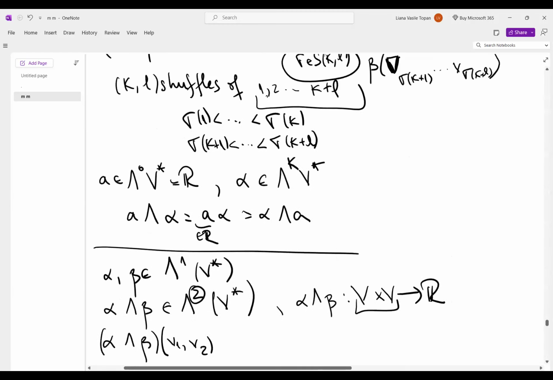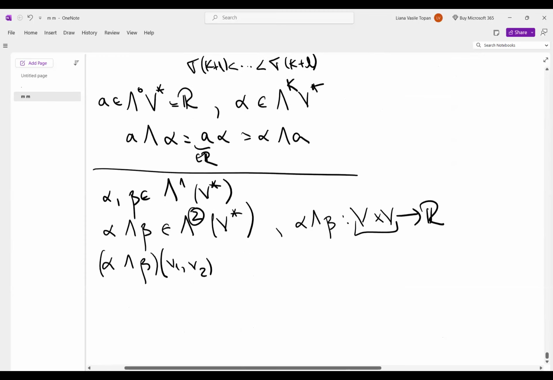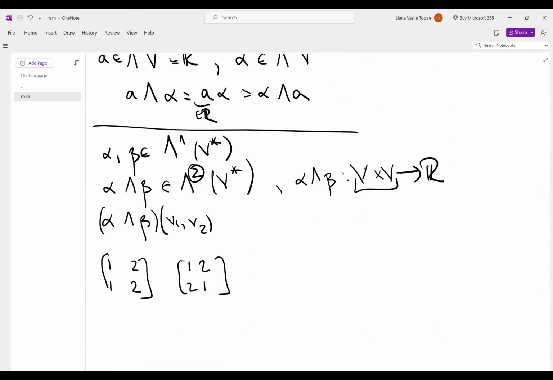It's the sum of all, so you apply alpha on a vector, beta on another vector, and then you need a signature coming from the permutation. If you look at the permutations of 1, 2, you have two permutations here, 1, 2, and 2, 1, right? These are the permutations for the set 1, 2. Now the first one must be increasing. Well, it's always increasing, one segment with one single term, and the second one increases. So both permutations act here. The signature here is 1.